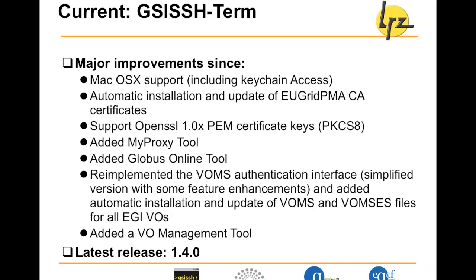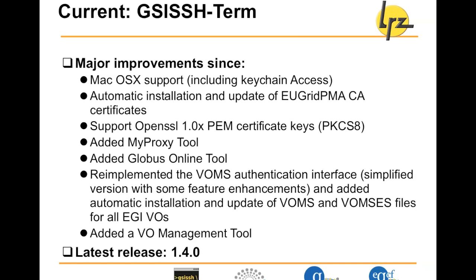We have made some major improvements since then, including Mac OS X support. This includes the use of Keychain Access for certificates. There is also an automatic installation and update of EUGridPMA CA certificates. Thus, all European users should now be able to use our version of GSI-SSHTerm without any additional customization. We also included support of OpenSSL 1.0 PEM certificate keys access, so PKCS8 is supported.